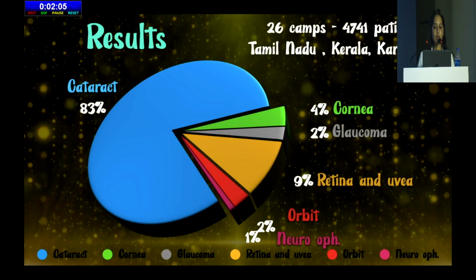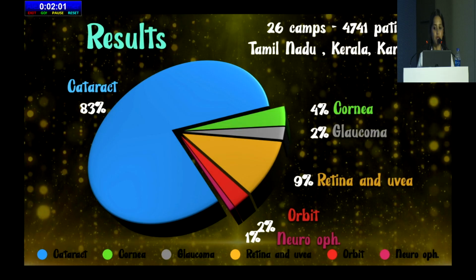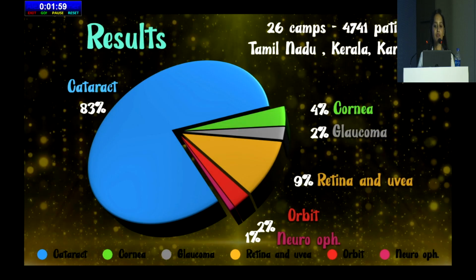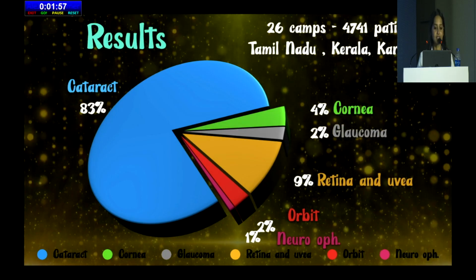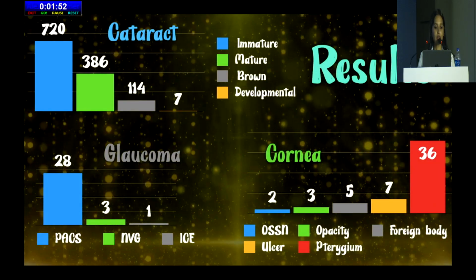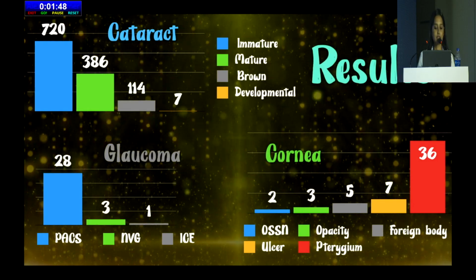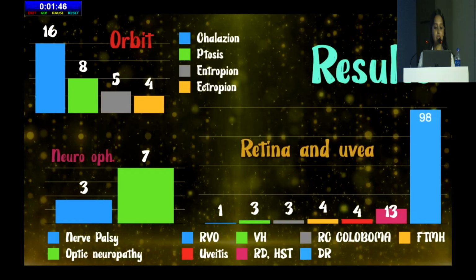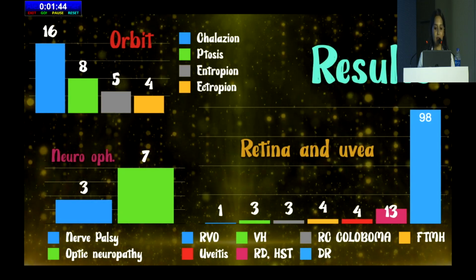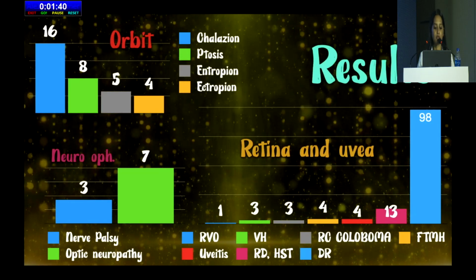So mainly we did this across camps. We normally go for camps in Tamil Nadu, Kerala, and Karnataka, and we did it for 4,741 patients in 26 camps, wherein we found cataract in 83% and non-cataract in other cases. In cataract we found immature cases the most, in glaucoma we found PACS the most, in retina we found diabetic retinopathy the most, in orbit we found chalazion, and in neuro-ophthalmology we found optic neuropathy.